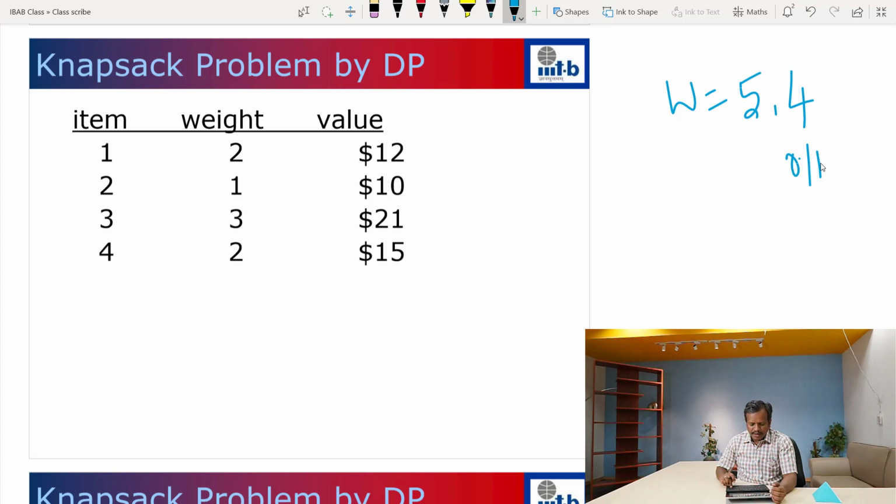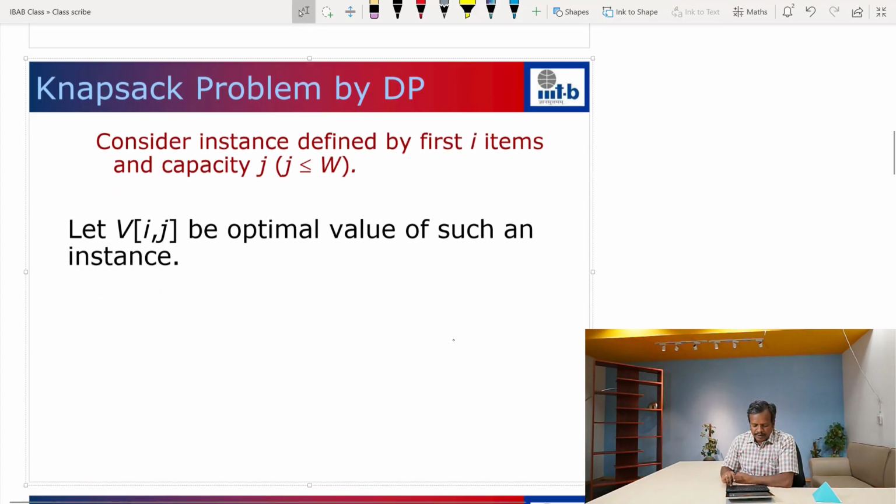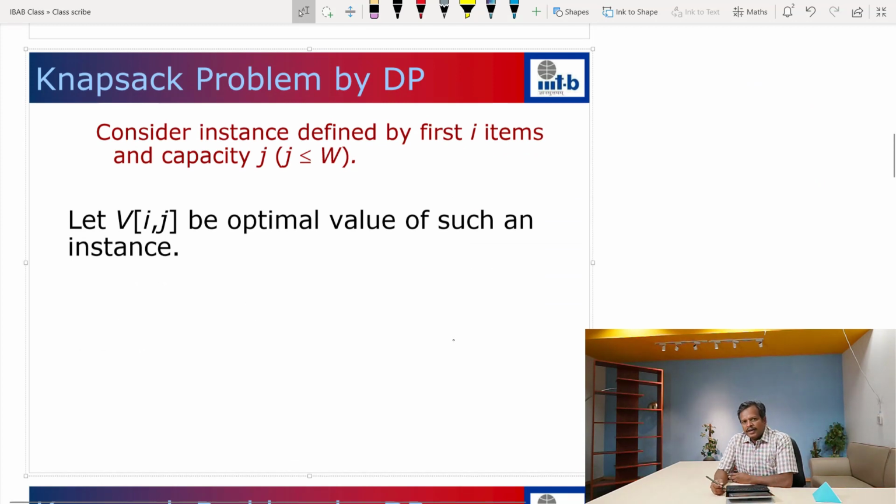Let us look at the first formulation of the knapsack problem. As defined earlier, in order to use the dynamic programming setting, what we have to define is what is known as the state. In this case, we will define the state as v of i comma j, which is defined as the maximum profit that we can make.